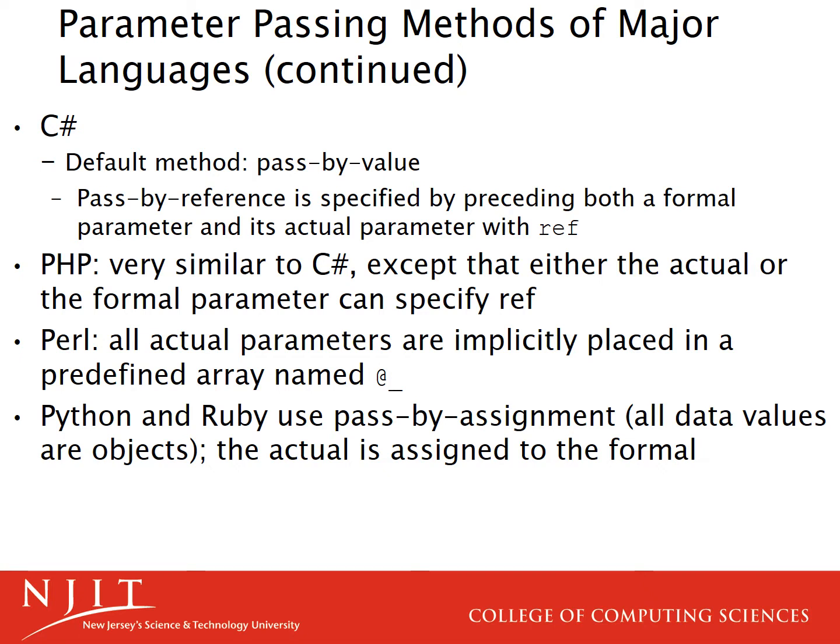Other languages have different ways of handling this sort of stuff. PHP works the same as C#, except either parameter can specify ref. Perl places all actual parameters in a predefined array named @_, which is, I don't know, a terrible naming convention, and it's completely unreadable, but there you are. Python and Ruby use pass by assignment. The actual is assigned to the formal when you call a function.